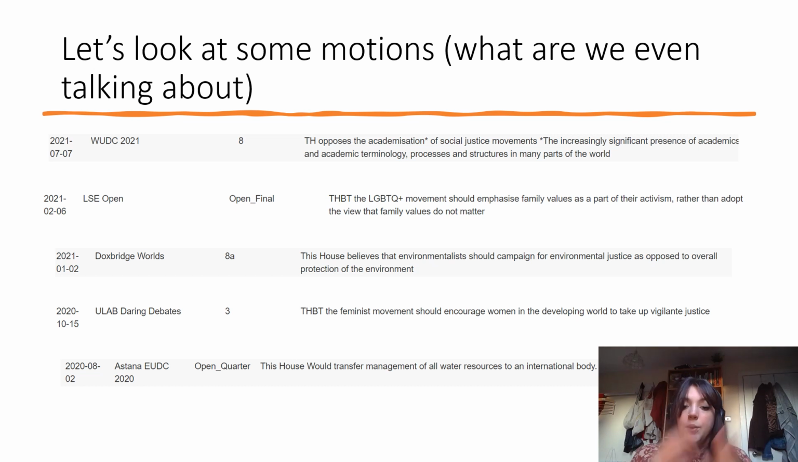Okay, with that being said, let's move on to the next one. So motion number 3. This House believes that environmentalists should campaign for environmental justice as opposed to overall protection of the environment. This begs the question, is environmentalism a form of social justice? I think it is. I also don't care enough to have an argument about it. So if you think that it's not, then you can skip a minute or two to when I'm done talking about this. But I think it is.